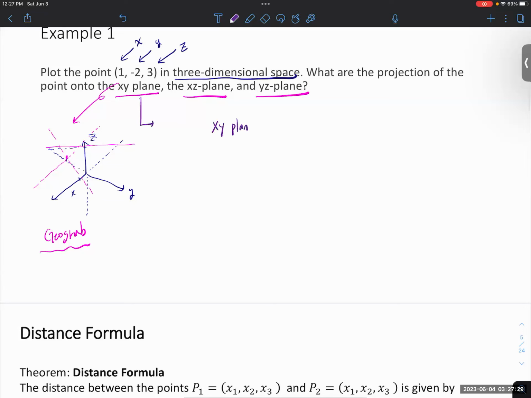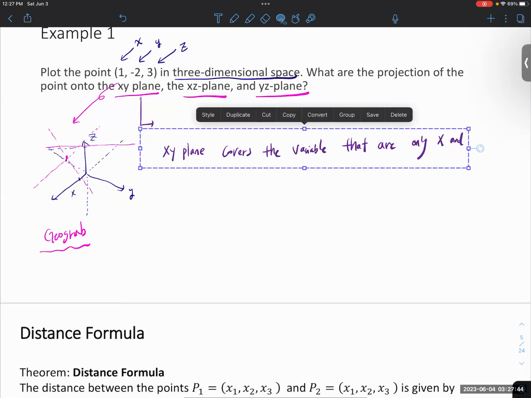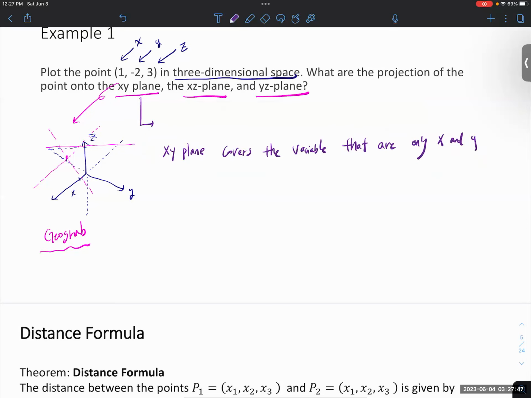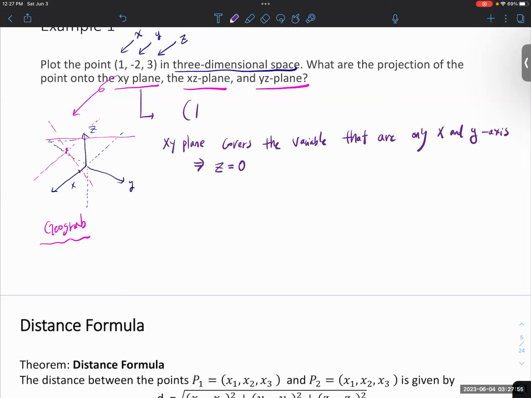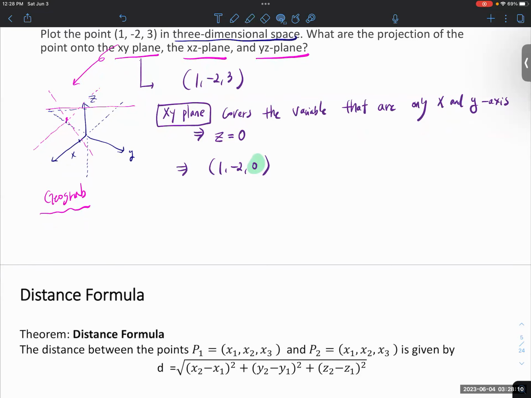The xy plane, right? We just talked about it. It covers the variables x and y only, so the x and y axes. It indicates that whatever the z axis is, it's going to be 0. So if you want to locate (1, -2, 3) on the xy plane, it is going to be (1, -2, 0), because the xy plane covers only the x and y axes. Likewise, you can continue with the rest.